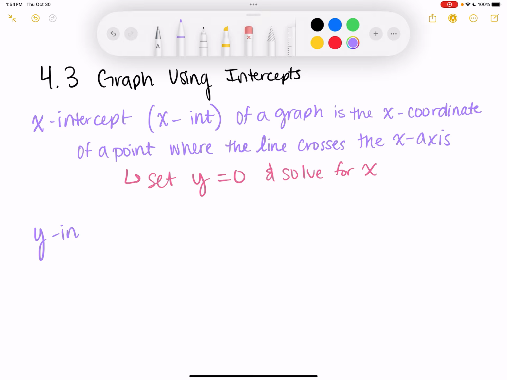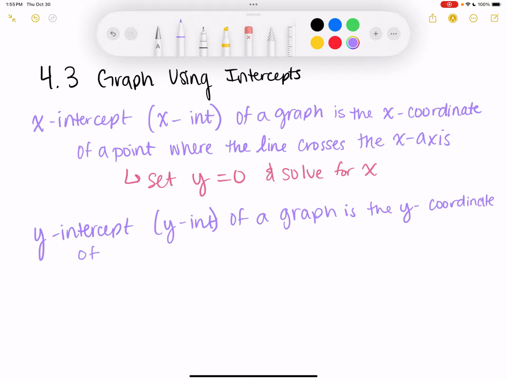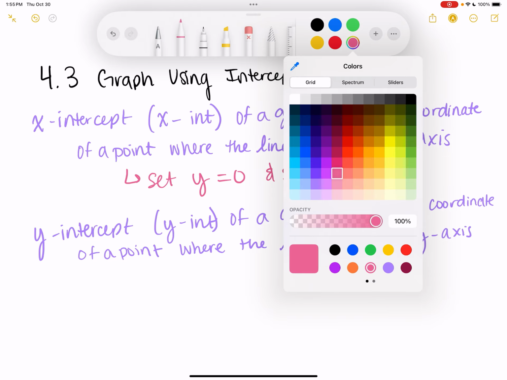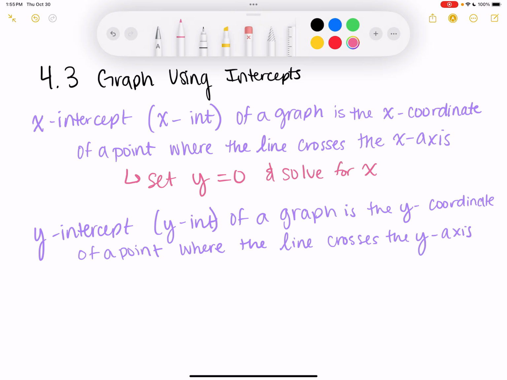The y-intercept, and again, you'll see me write this as y-int a lot, of a graph is the y-coordinate of a point where the line crosses the y-axis. So on the other one, we set y equal to 0 and solve for x. On this one, we're going to set x equal to 0 and solve for y.